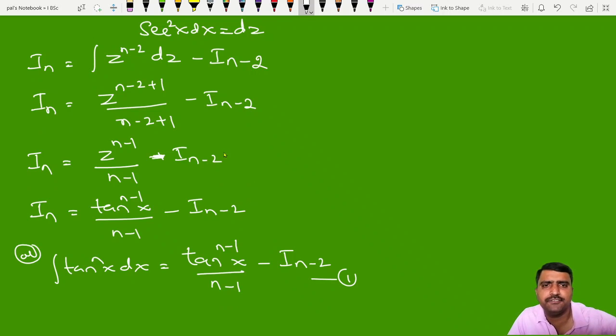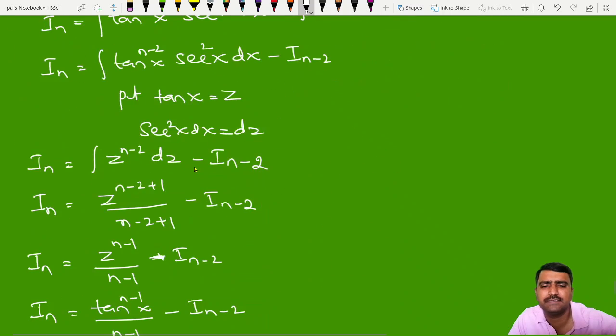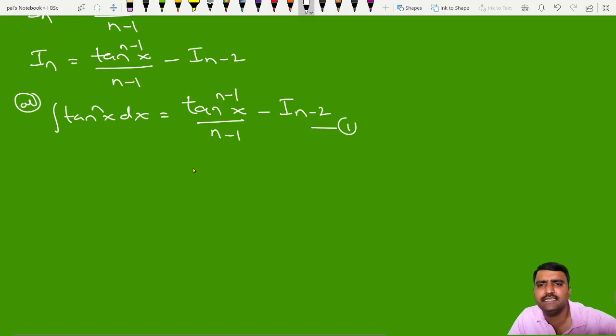Take this expression as 1. Again we have to reduce this result. To solve this deduction, take I_n equal to the integral from 0 to pi by 4 of tan to the power n x dx. So to the same result we have to apply the limit.